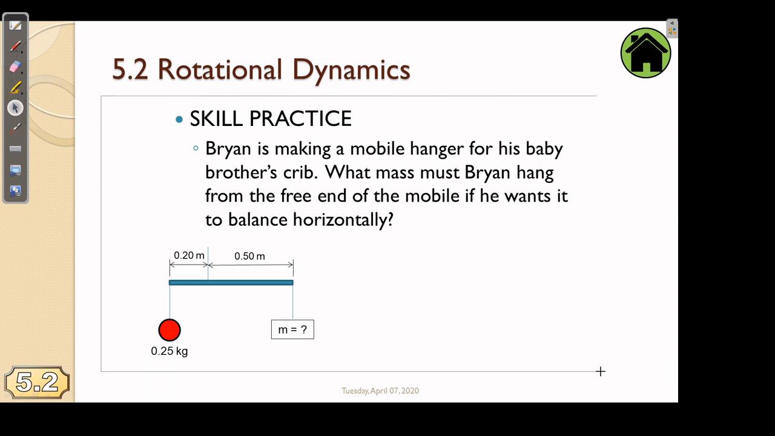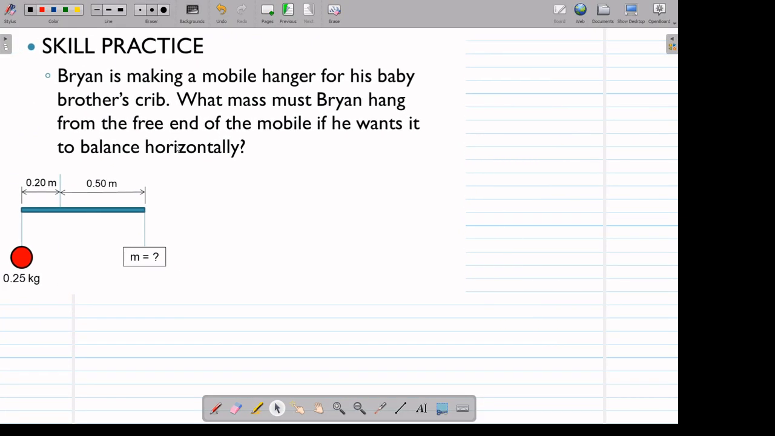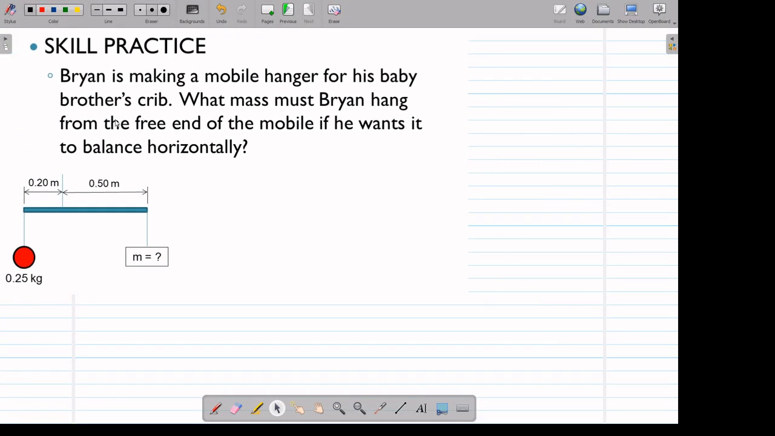All right, another similar problem. Brian is making a mobile hanger for his baby brother's crib. What mass must Brian hang from the free end if he wants it to balance horizontally? So this is very similar to the seesaw problem. We're going to employ a similar approach to solving it.